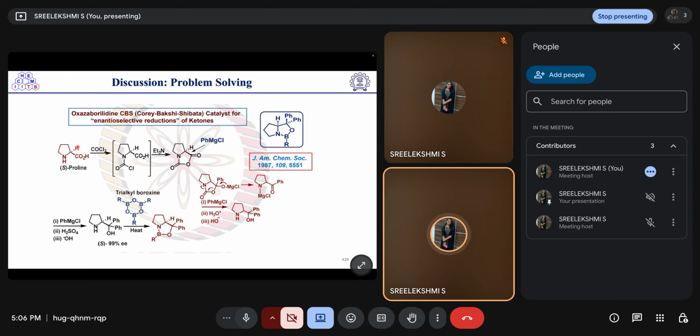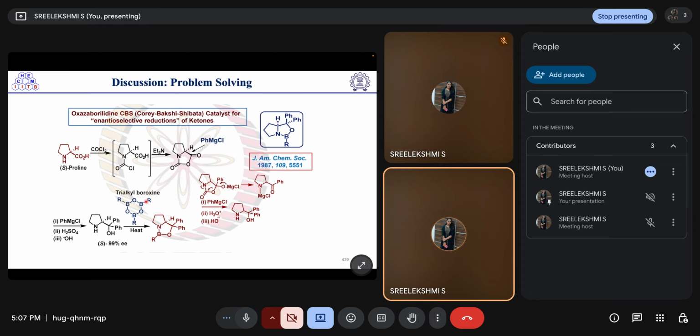So we can see like this. This is S-proline. Firstly, upon treatment with oxalyl chloride, this N-acylation is happening, that is COCl is coming over here. Then in the presence of triethylamine, this oxygen is attacking over this center and this lactone formation is happening. So that will give this compound. Then when we treat with phenyl magnesium chloride, it will attack over here first, then H2SO4 and OH minus will cleave this to form this compound. So this is enantiomerically pure, having 99% enantiomeric excess, which is derived from this S-proline.